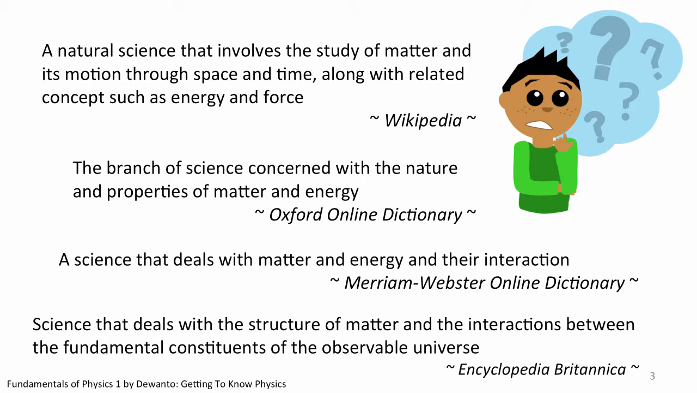Our next closest ally after Google when it comes to information seeking, Wikipedia, describes physics as a natural science that involves the study of matter and its motion through space and time, along with related concepts such as energy and force. We also have definitions taken from Oxford and Merriam-Webster dictionaries and one from Encyclopedia. Now, as you read through these definitions, I hope you realize that they mention a couple of things consistently, a strong indication that they are important.